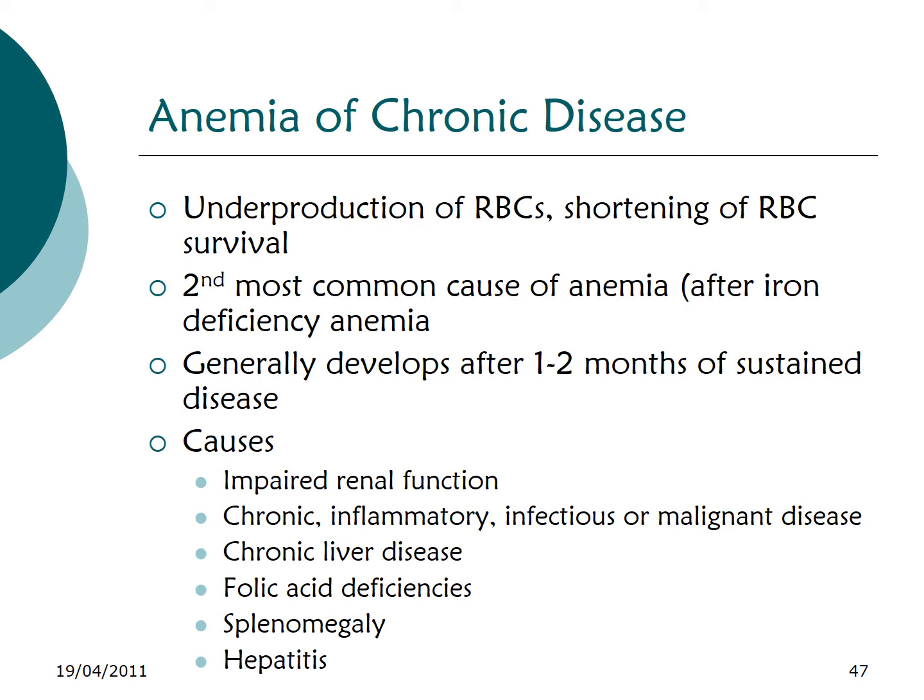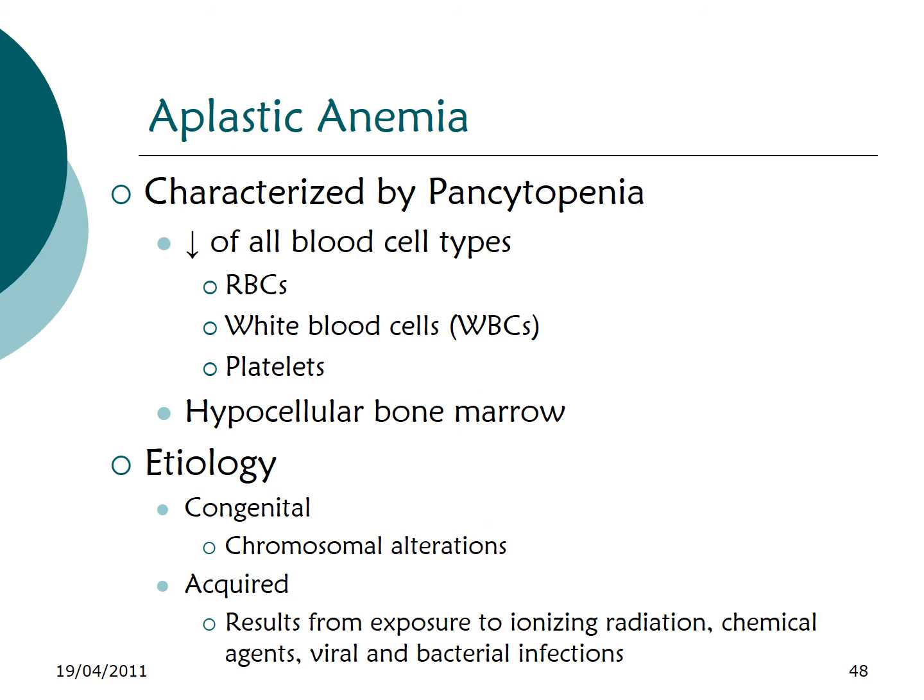Next slide. Aplastic anemia is caused by pancytopenia. Remember, we talked about all the different cells that are affected. So red cells, white cells, and platelets are all low. Hypocellular bone marrow, so it's usually the bone marrow that is affected here. So what are the causes? It can be congenital, or it could be acquired. Acquired from exposure to radiation, chemical agents, viral and bacterial infection.